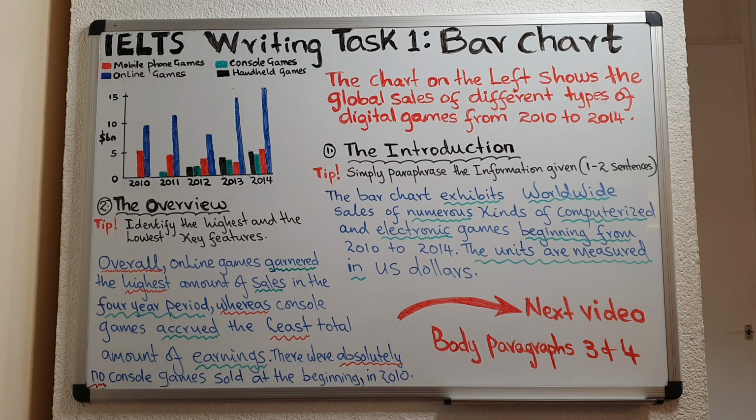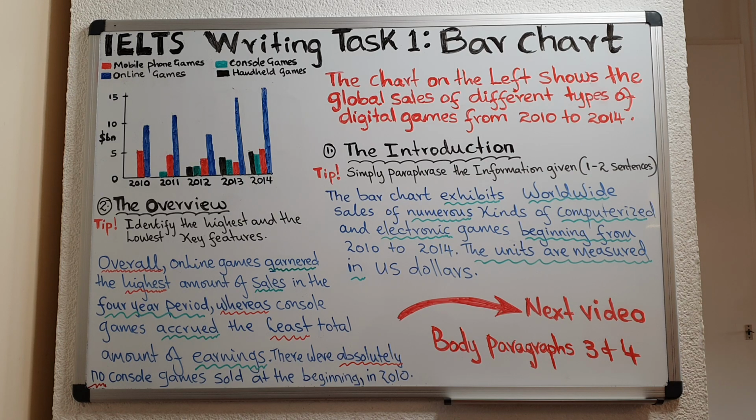Now, you always begin writing the overview with the word overall. Do not forget that. Overall means in general. You can also use in general if you want. I would use overall because it is a little bit more advanced vocabulary. And don't forget the comma after overall. So overall, comma. We're now going to write about the highest key feature, and we saw that it's online games. So overall, online games garnered. Garnered is an advanced vocabulary word that means received.